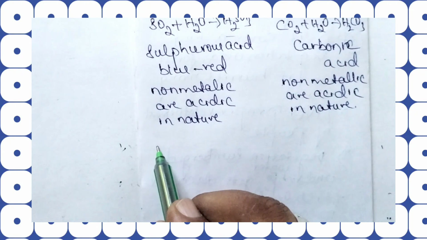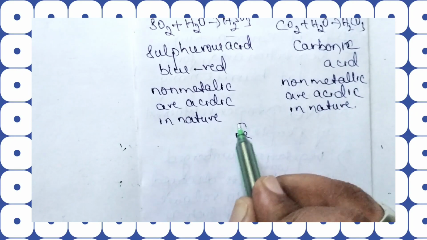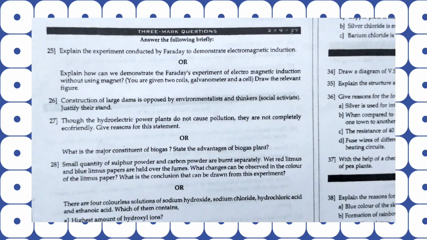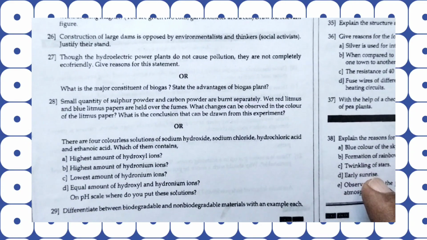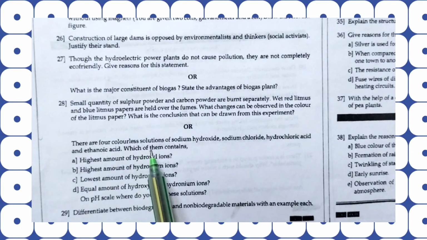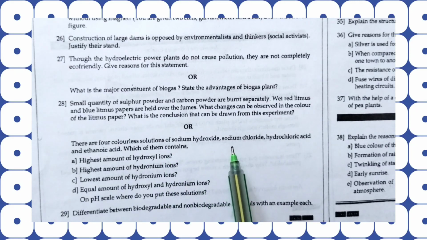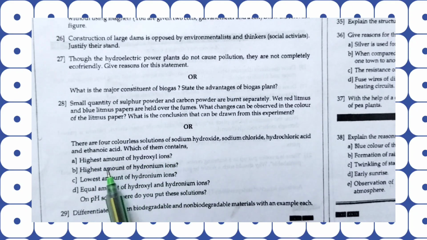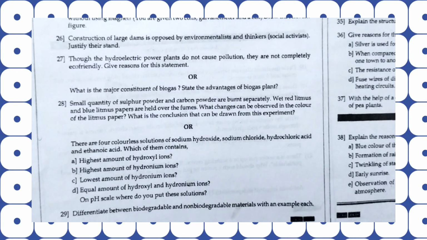Now let us move on. Another question is there in this one only. Let us answer the internal choice question. There are 4 colorless solutions of sodium hydroxide, sodium chloride, hydrochloric acid and ethanoic acid. Which of them contains the highest amount of hydroxyl ions, highest amount of hydronium ions, lowest amount of hydronium ions, and equal amount of hydroxyl and hydronium ions? On the pH scale, where do you put these solutions? So now let us answer all these questions.